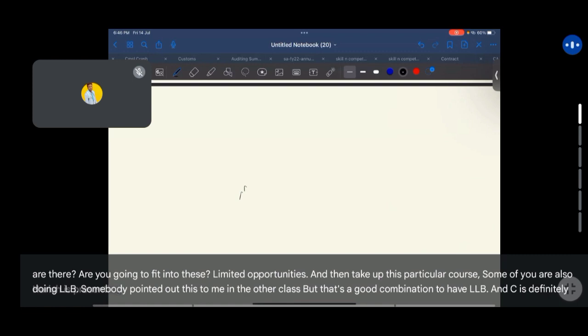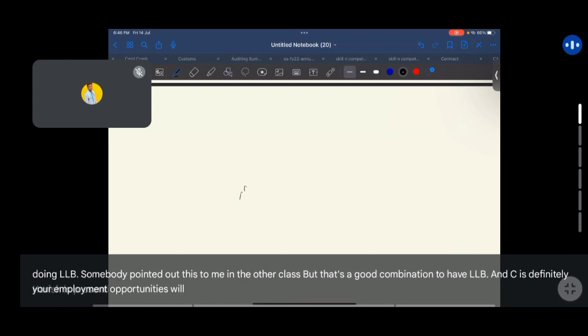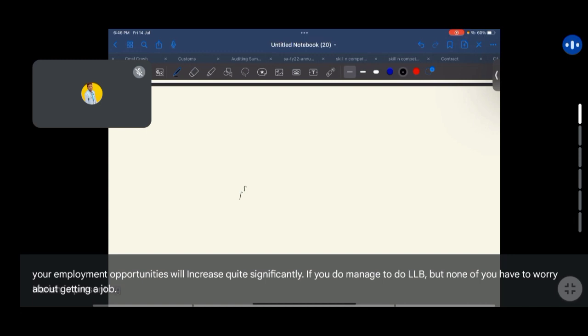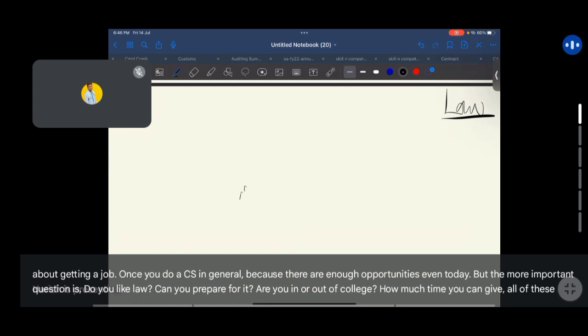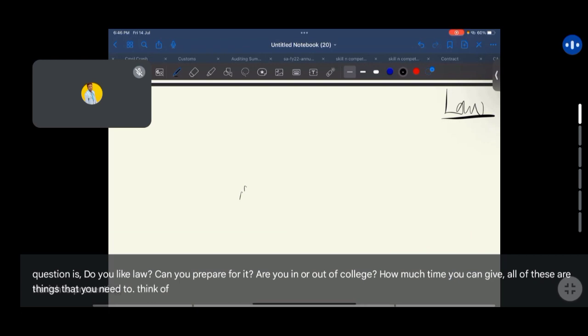Definitely your employment opportunities will increase quite significantly if you do manage to do LLB, but none of you have to worry about getting a job once you do a CS in general, because there are enough opportunities even today. But the more important question is, do you like law? Can you prepare for it? Are you in or out of college? How much time can you give? All of these are things that you need to think of.